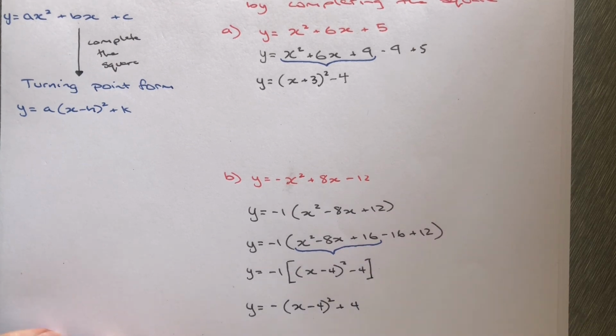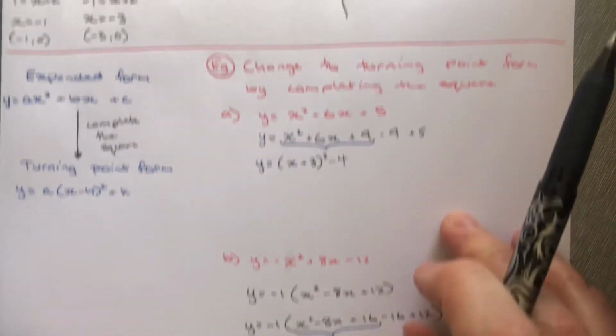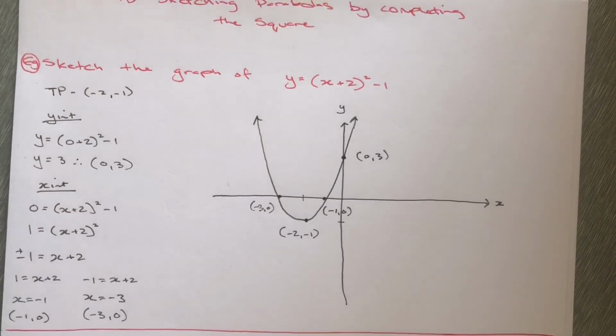Cool. So I've expanded it, and now we're in turning point form. We can see the turning point is going to be at 4 and 4, but this negative out the front signifies that it's going to be a sad face shaped graph. Now these two here, we could actually sketch them using the exact same method that we did up here.